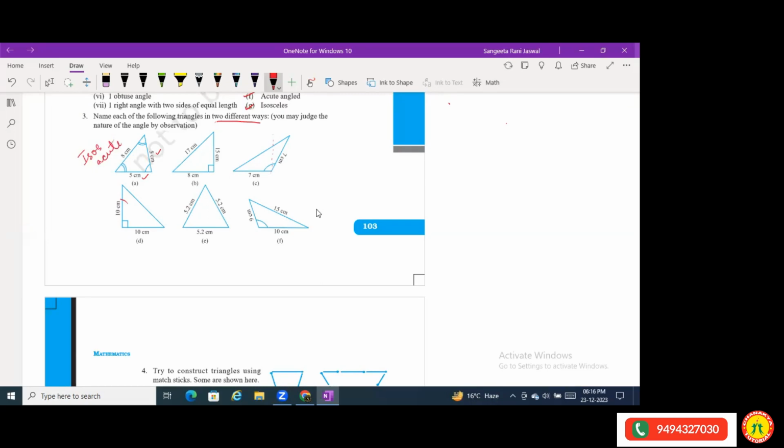Okay. Charvik, you tell the next one. Ma'am, it's scalene and a right angle. Yes, very good. It's scalene and right angle. Okay, next. Soumya will tell me. Soumya, what type of triangle is this? Which one? This one, C part. Question number 3, C1.